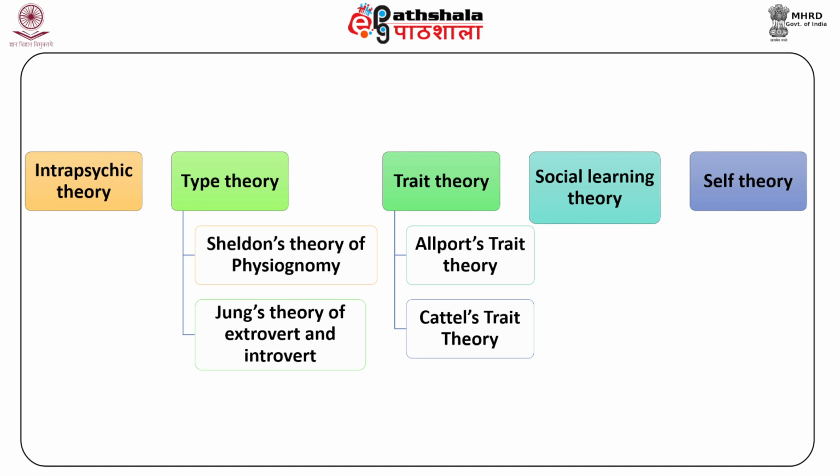The next theory is the type theory. There are 2 types of type theory, one given by William Sheldon and the other given by Carl Jung. The first one is Sheldon's theory of somatotypes. According to Sheldon, there are 3 kinds of body types that individuals have: endomorph, mesomorph and ectomorph. Endomorph individuals are thick. They are fat and bulky in proportion to their height. They are very often fond of food, are jovial, affectionate and are public favorites.